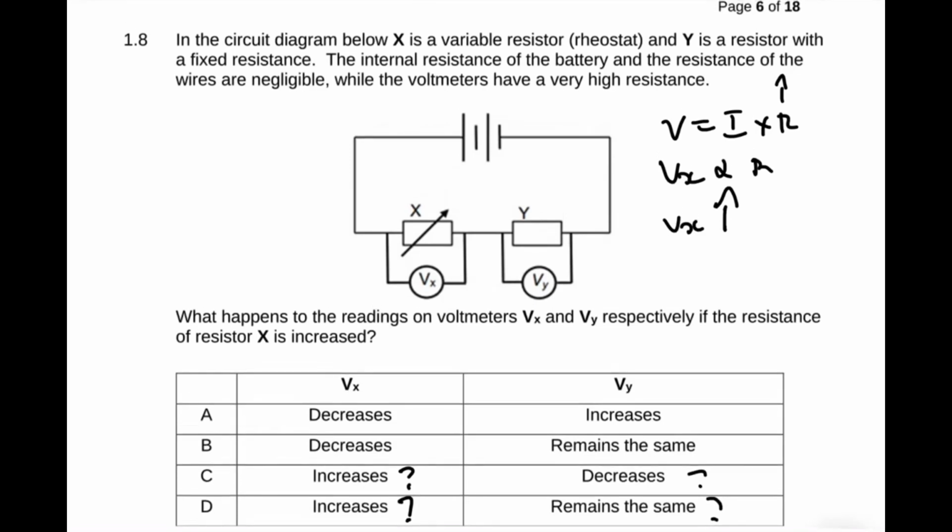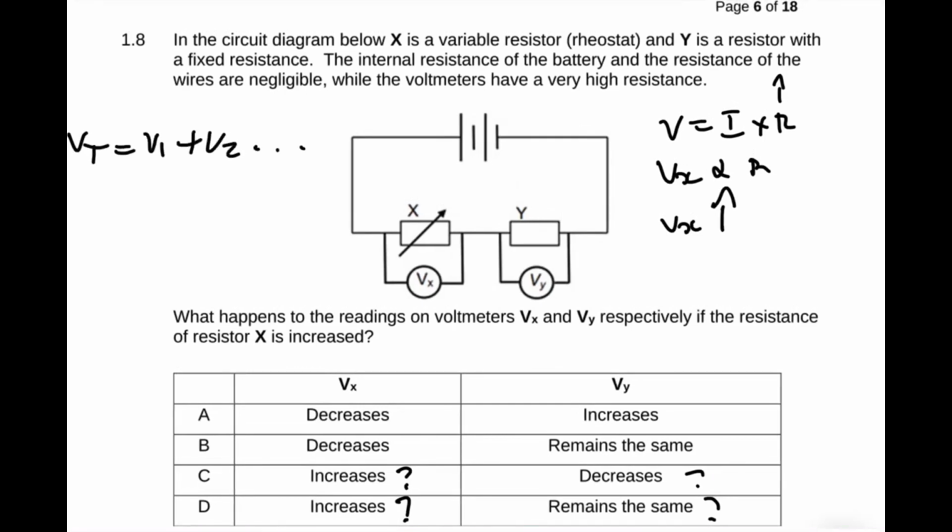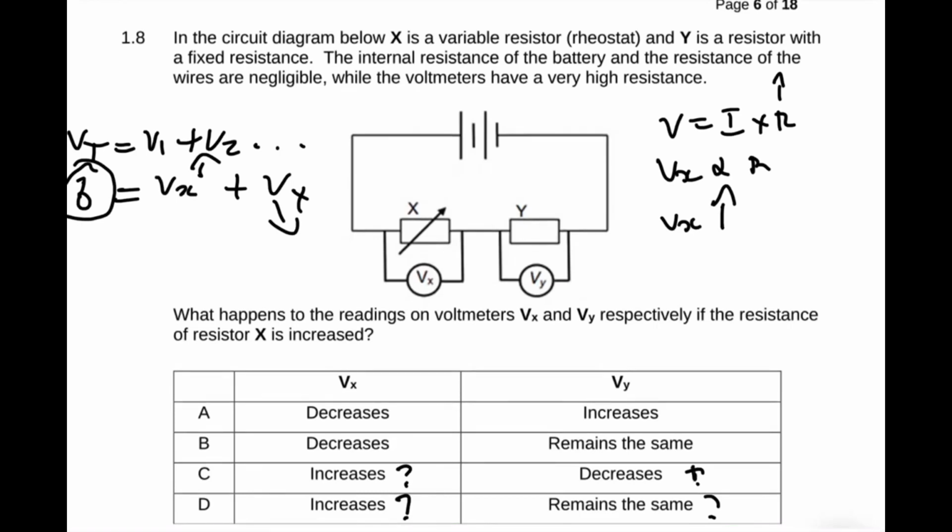But it cannot remain the same. That is because Vt equals V1 plus V2 and so on, right? So if V is 6, then it is Vx plus Vy. If Vx goes up, Vy has to go down so that Vt can remain 6, right? If Vx goes up and Vy remains the same, then the voltage is no longer constant, and we know that the voltage remains constant in an electric circuit. So our option here is C, that it will decrease, right?